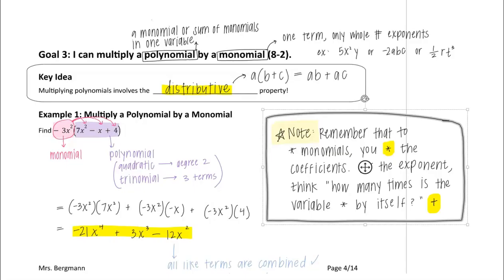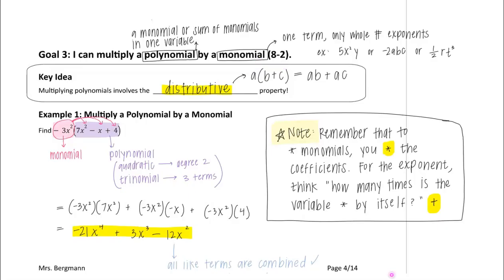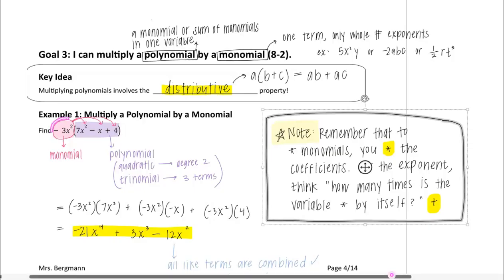So we are going to be multiplying these together. Multiplying polynomials means that you have to use the distributive property. Remember, that is the property that says if you're multiplying a times the quantity b plus c, you take that a and you distribute it to both the first term and the second term. So you get ab plus ac. Let's take an example together. If you're trying to multiply this monomial, negative 3x squared, by this polynomial, 7x squared minus x plus 4, you're going to have to distribute the monomial to every term in the polynomial.